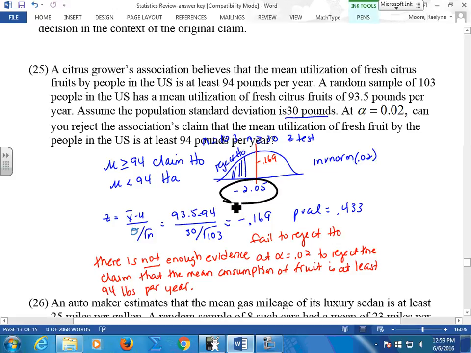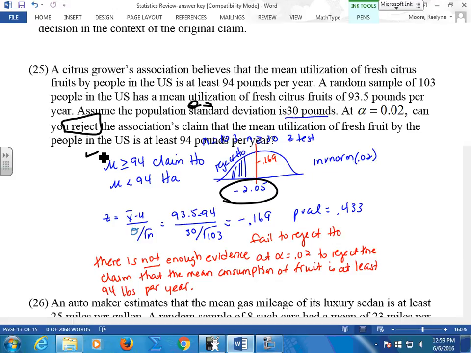I have a sample of 103 people that found the mean to be 93.5. Here's my population standard deviation. At a level of significance of 0.02, can you reject the claim? Is my claim H0? Yep, it's looking pretty good. So now I need to find that critical value.